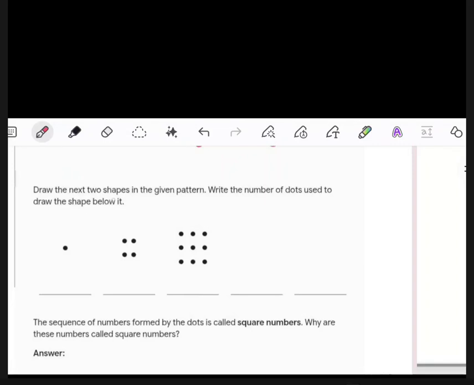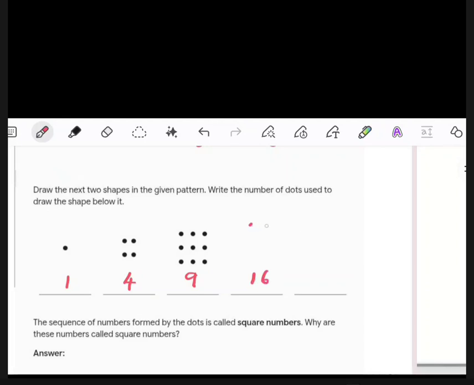Next, draw the next 2 shapes in the given pattern. Write the number of dots used to draw the shapes below it. Here the patterns represent an arrangement of perfect squares. So the first one, we can write 1. How many dots are there for the next? It's 4. Here 3 and 3, that is 9. So similarly, here we can write the next perfect square. How many dots? 4 into 4, 16 dots we have to draw.